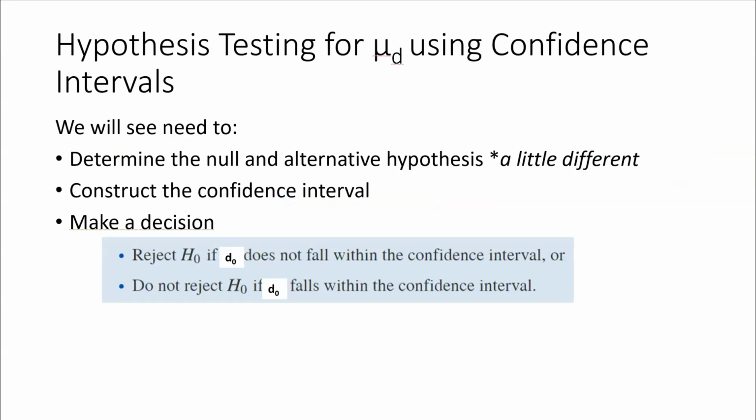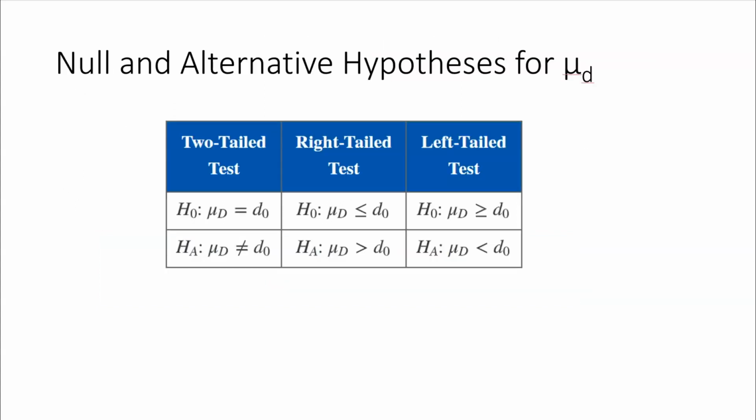So now let's go ahead and do a hypothesis test with the confidence interval. So again, we've got to get our null and alternative. We're going to construct the confidence interval, and then we'll make a decision. We'll reject the null if the difference value does not fall in the confidence interval. So this is exactly how we're going to do it. So the mu D, the mean difference, and we'll use the difference value that we're talking about here.